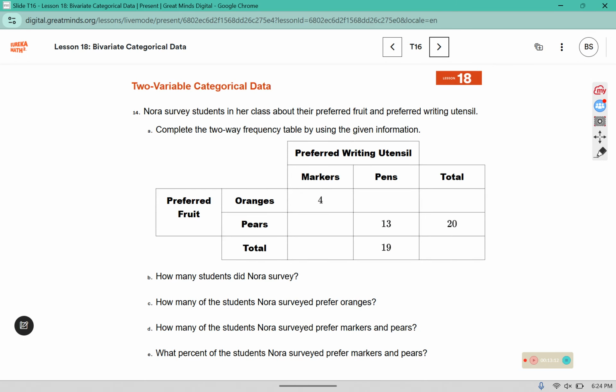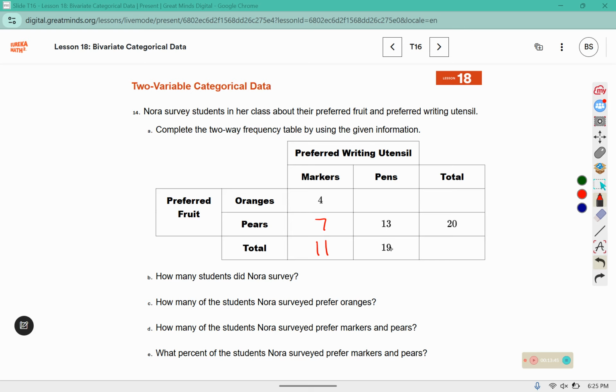In question 14, it says Nora surveyed the students in her class about their preferred fruit and preferred writing utensil. Complete the two-way table by using the given information. So here I see 13 and the total is 20. So this missing piece, 13 plus 7 equals 20. Then I can go this way, the markers. There were 4 that liked oranges and 7 that liked pears. That's 11 people total.